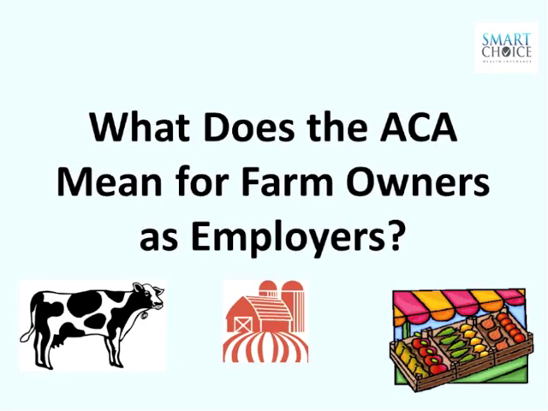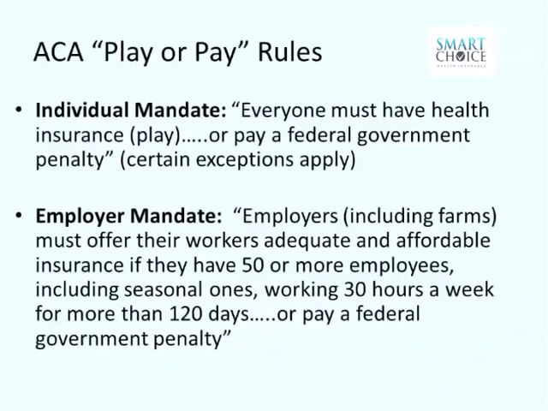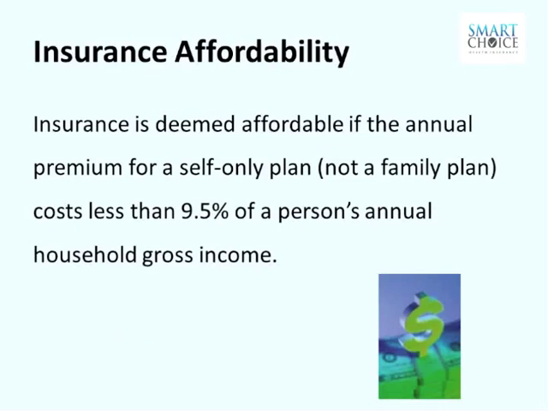So we're going to move next into the farm owners as employers. And so again, this same slide that I had up earlier, this play or pay, employers that have more than 50 full-time equivalent employees must provide their workers affordable and adequate insurance, or they have to pay the government penalty. So I'm going to spend a little bit of time on the large employer aspect, just to make sure that I'm covering everybody who might be listening out there. I understand this might not apply to many farms.